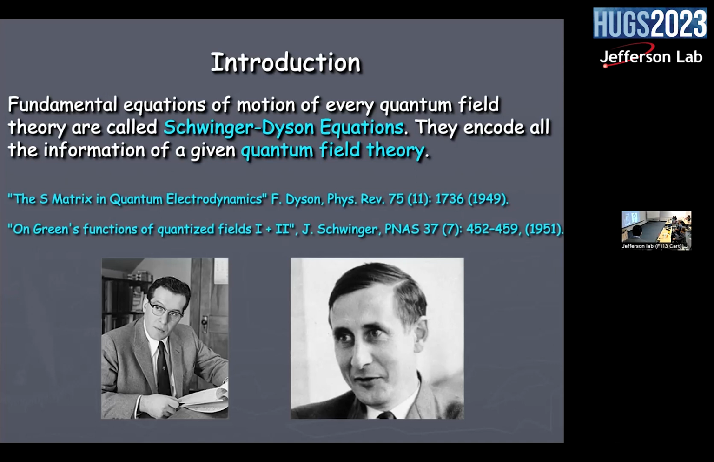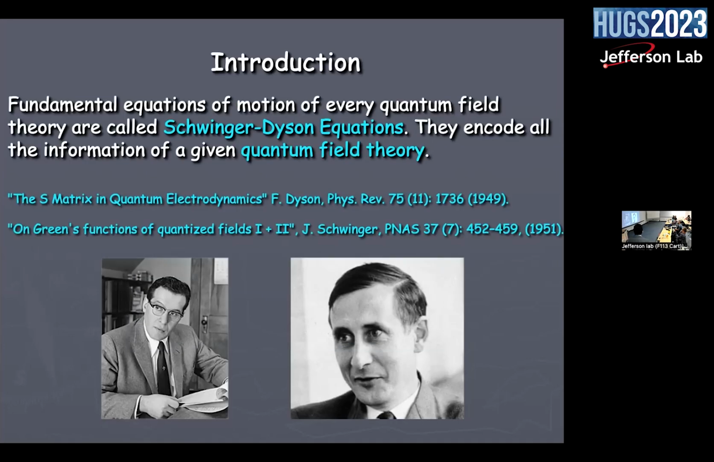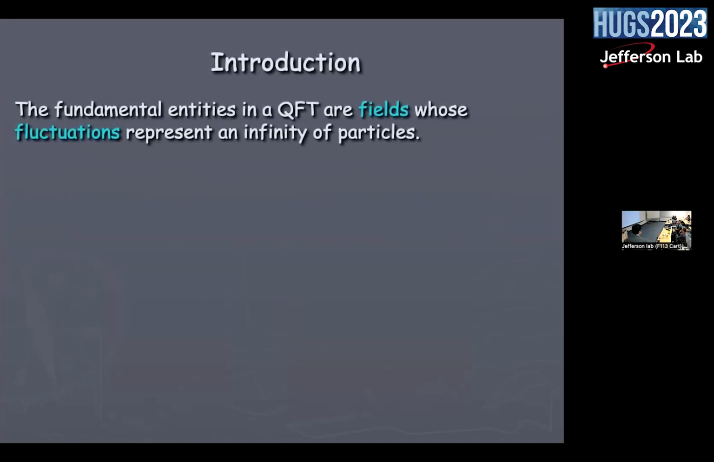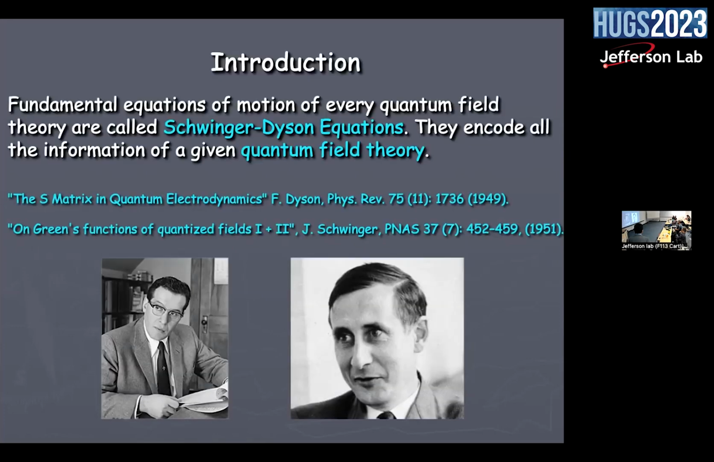And this is the S matrix in quantum electrodynamics. This was the article by Dyson a couple of years earlier, written by two famous articles on Green functions of quantum fields 1 and 2 by Schwinger, and I think it was Proceedings of the National Academy of Science or something like that, where they were published. And you probably know which one is Dyson and which one is Schwinger. You don't know? This one is Schwinger, this one is Dyson. Okay.